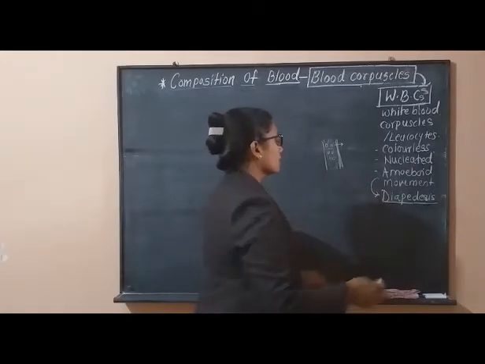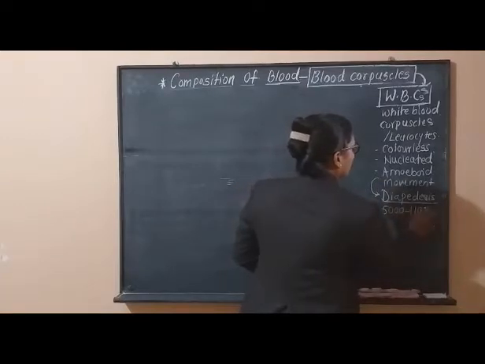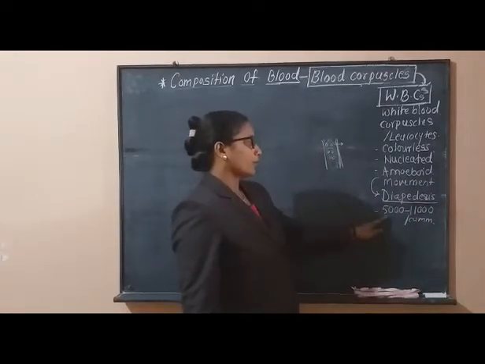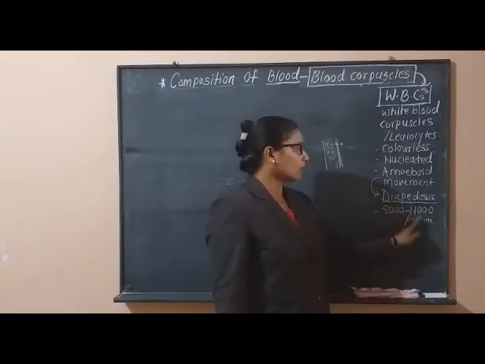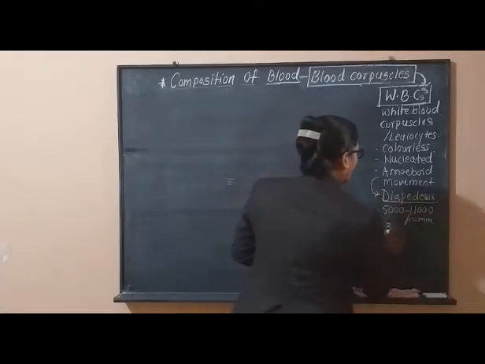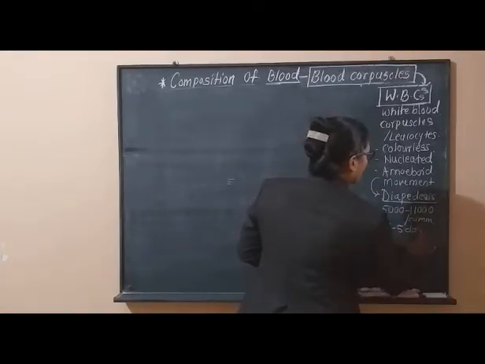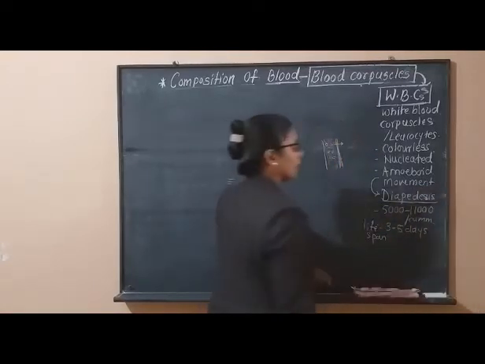Now, these WBCs have a normal count of 5,000 to 11,000 WBCs per cubic millimeter. Okay, 5,000 to 11,000 WBCs per cubic millimeter. As compared to the RBCs, the total count of WBCs is very less. Also, there is a difference in the lifespan. How much lifespan? It is 3 to 5 days.